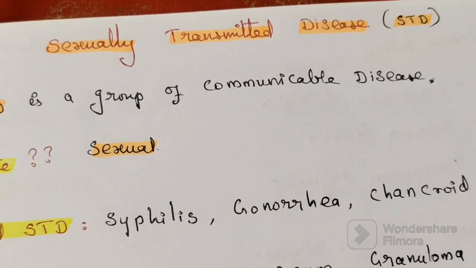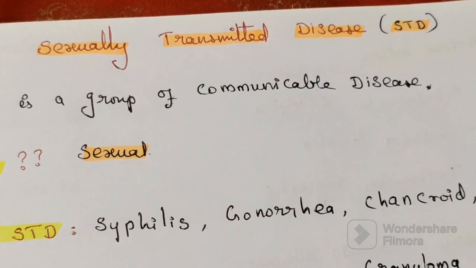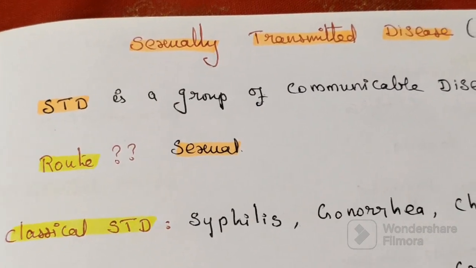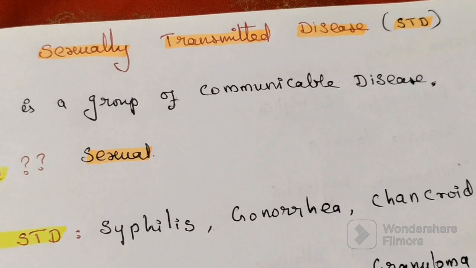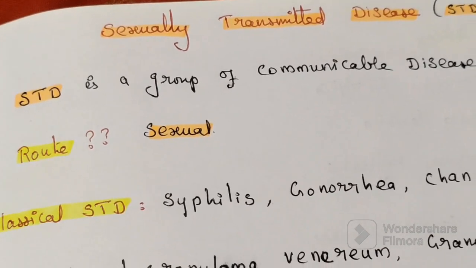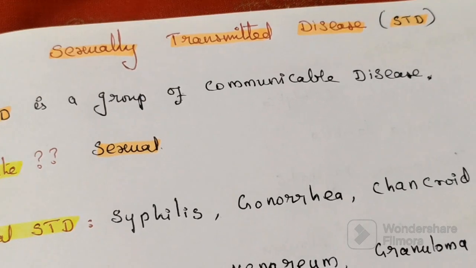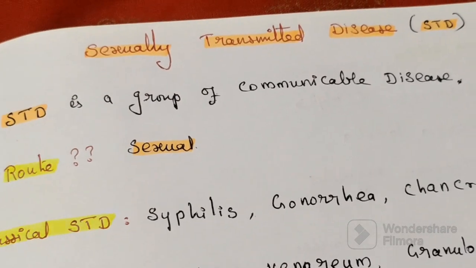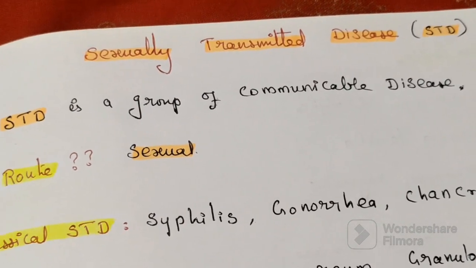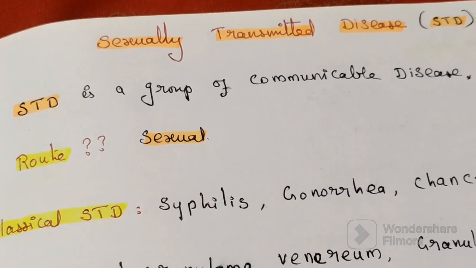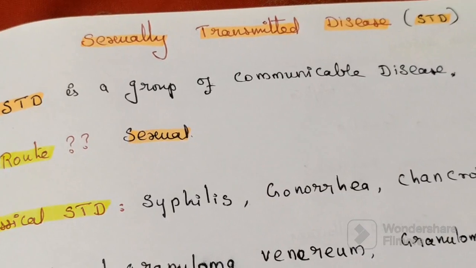In this video, we'll discuss sexually transmitted disease, STD. What is STD? It is a group of communicable diseases which are transmitted through the sexual route. There are five main classical STDs.